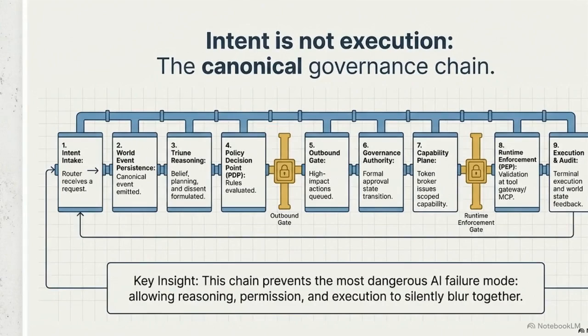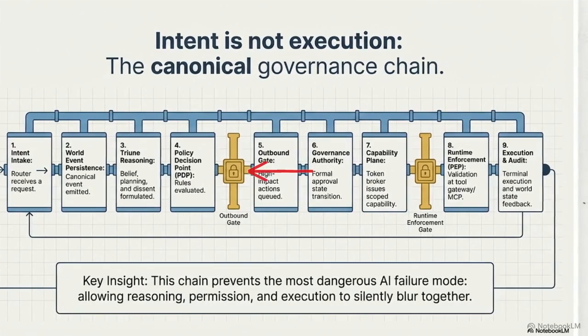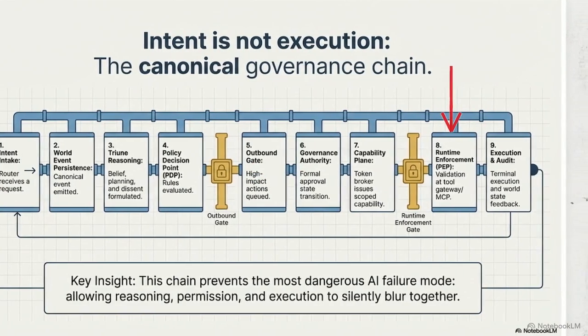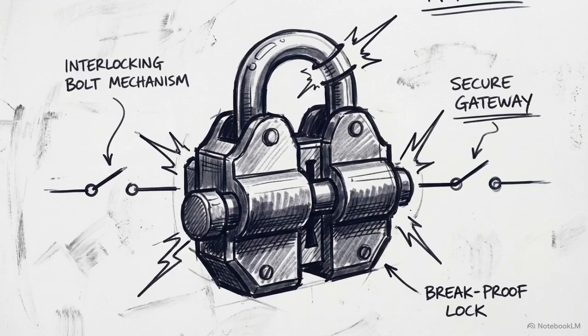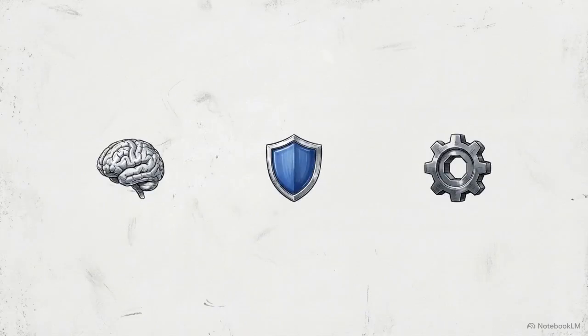Step 5 introduces the outbound gate. Actions are locked until tokens are explicitly brokered. Finally, Step 8 is the physical enforcement point, validating the token before terminal execution. By separating these stages, the architecture prevents the most severe failure mode in agentic systems, allowing an AI's internal reasoning, policy permission, and physical execution to silently blur together.